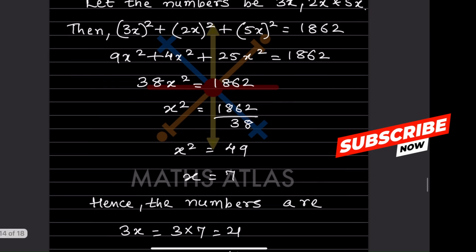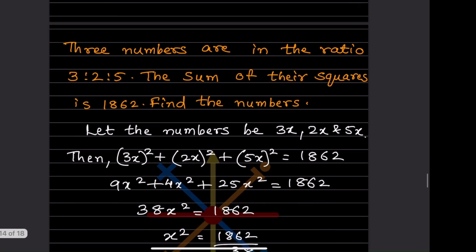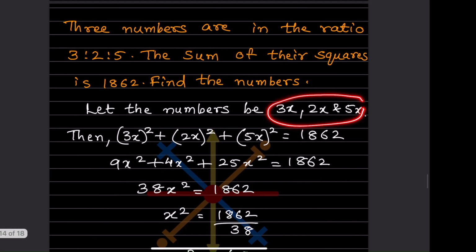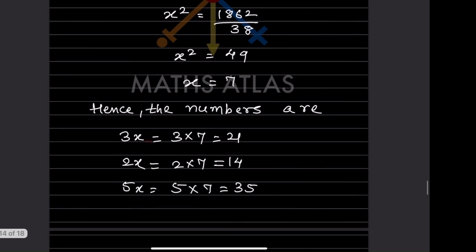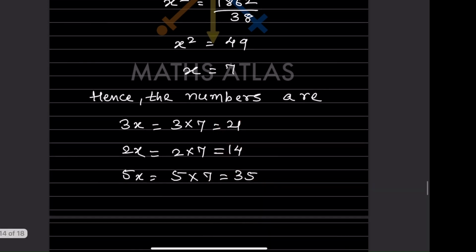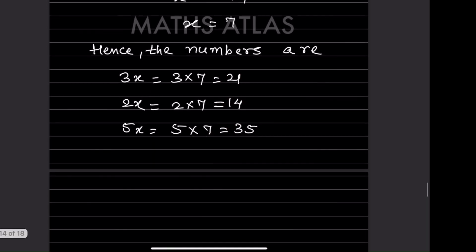So now what are the numbers given here? What did we consider here? 3x, 2x and 5x. So 3x is going to be 3, and you got x as 7. So it will be 3 into 7, that will be 21. 2 into 7, that is going to be 14. And 5 into 7, that is going to be 35. So these are the numbers. By this one, we have completed the question over here.